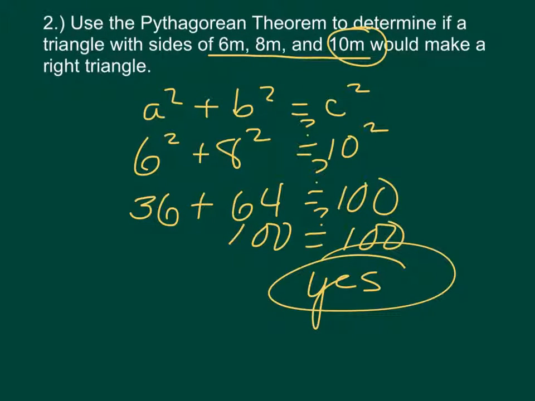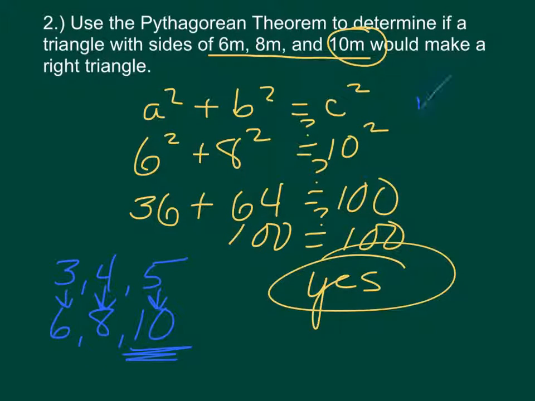Now I'll show you a little trick. We know that 3, 4, 5 is the most basic right triangle, and we can see that this would have been a similar triangle with all of the sides doubled. So we could have probably guessed without doing any work that yes, this was a right triangle, but it's always good to go through the process as well and double check yourself.